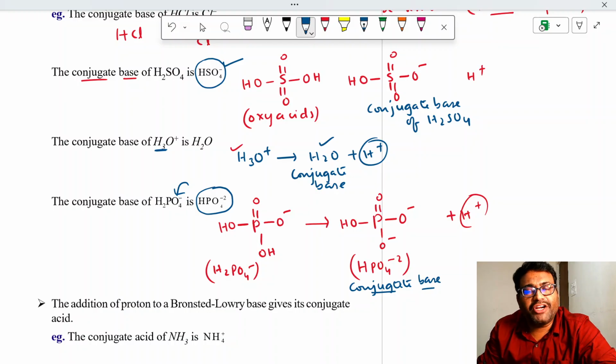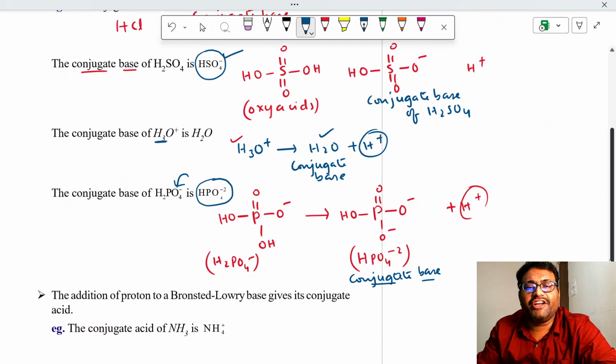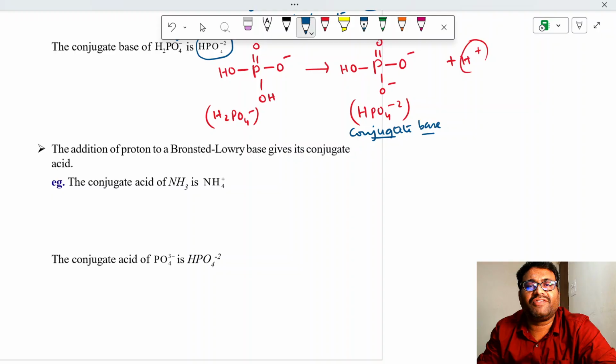So what did you understand up to now? When some substance is given and you want to know the conjugate base of that substance, just remove one proton. When can you remove that proton? If a proton is present in that substance and that proton is ionizable, then only you can remove it. After removing that proton, whatever species is obtained is called the conjugate base of that particular substance.